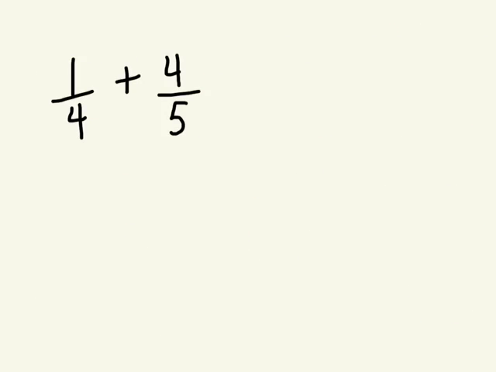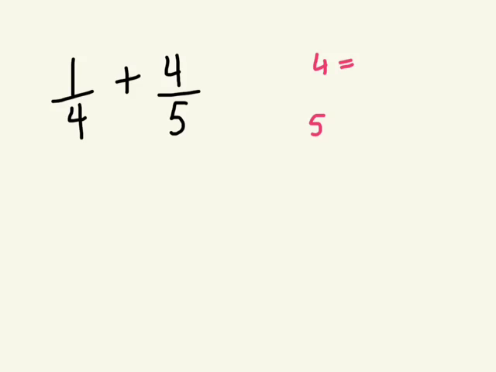Okay, so we want to add 1/4 plus 4/5, so we have to find a common denominator. How do we do that? We want to figure out what denominator they will have in common. So we want to figure out multiples of 4 and multiples of 5, right? So let's list all the multiples of 4.